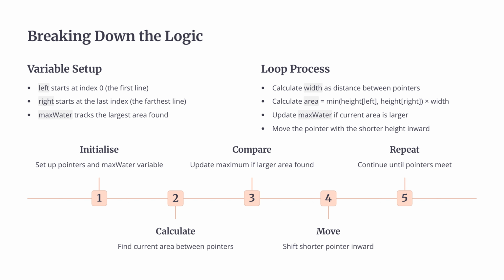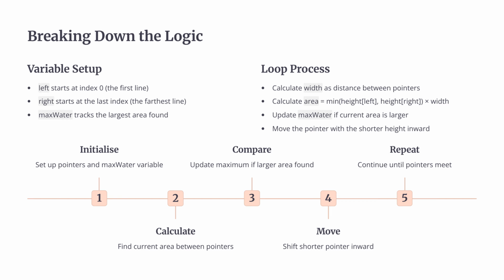Now, the loop process. While the left pointer is still to the left of the right one, we keep doing 4 simple steps. Calculate the width. That's just the distance between the two pointers. For example, if left is at index 1 and right is at index 8, then the width is 8 minus 1, which equals 7.